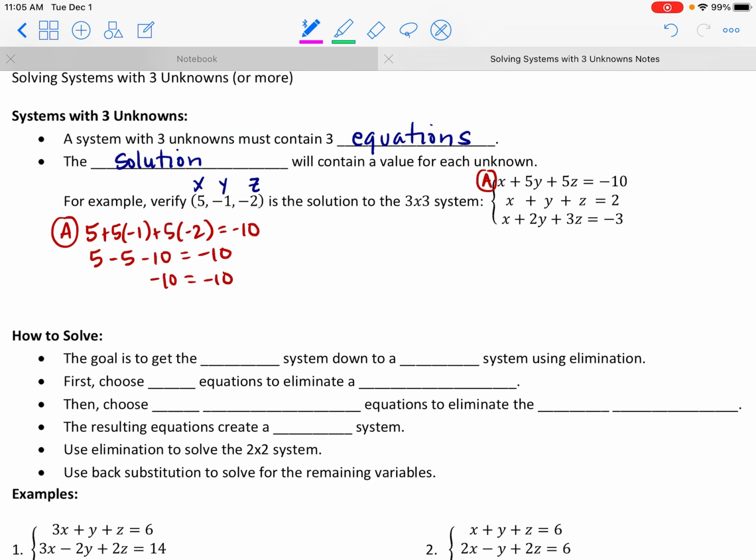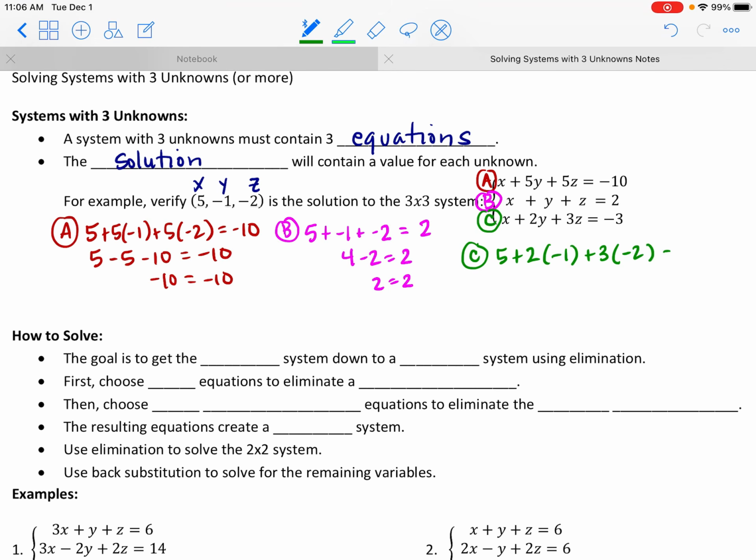So 1 for 1. Let's look at the second equation. We'll call it B. For equation B, it says that x plus y plus z, so 5 plus a -1 plus a -2 should all equal 2, and 5 minus 1 is 4, and 4 minus 2 does in fact equal 2. So 2 for 2. And let's try this third one. I'm going to call this last equation C. If we plug into C, we've got an x, which is 5, plus 2y, so 2 times -1, plus 3z, so 3 times -2, and that should all equal -3. So that's 5 minus 2 minus 6. 5 minus 2 is 3, and 3 minus 6 does in fact equal -3.